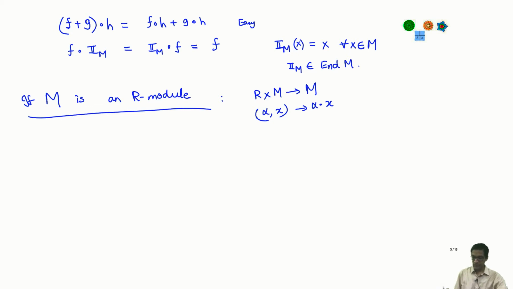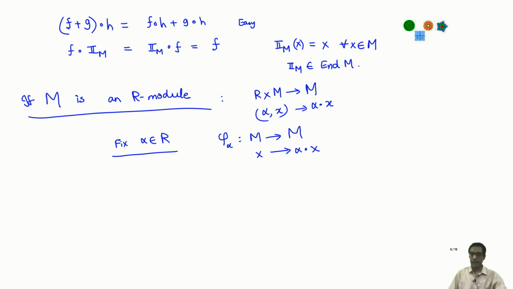Now this map, let's try and encode it in the following manner. So it's the very same information but written slightly differently. Let's fix the alpha. So I fix a certain scalar in the ring, and when I do that, it defines for me a map from M to M. What map is this? It takes each element x of M to alpha dot x. So alpha is fixed, so this map is dependent on alpha, but this is the scalar multiplication by alpha map. It's a map from M to M.